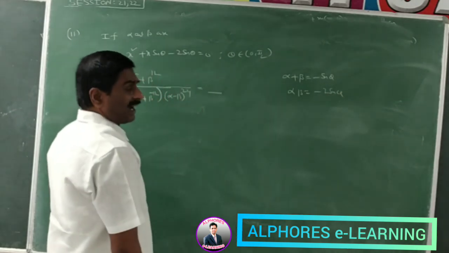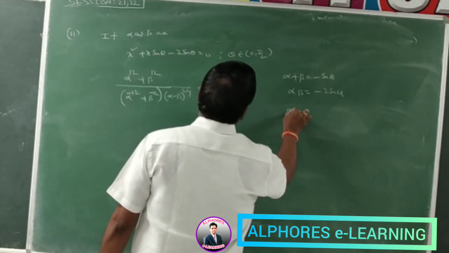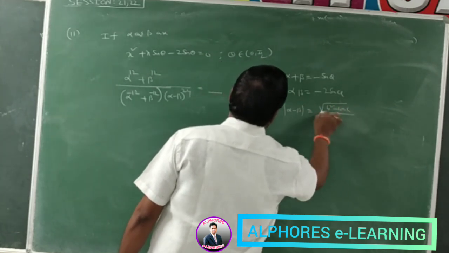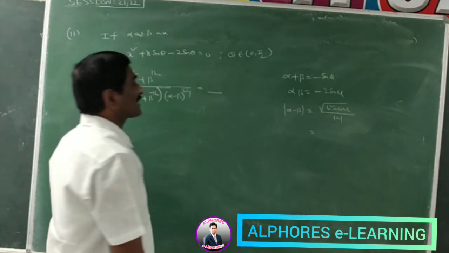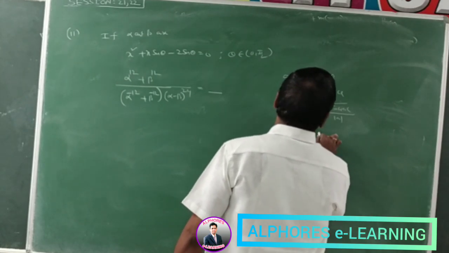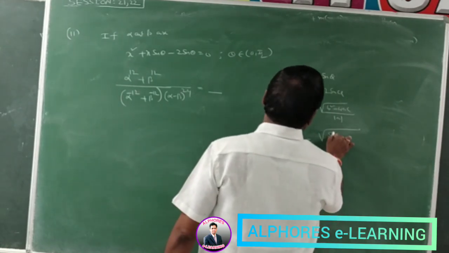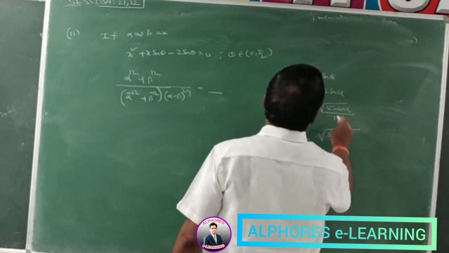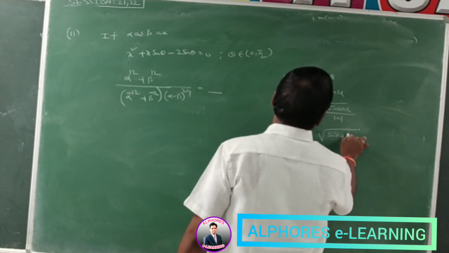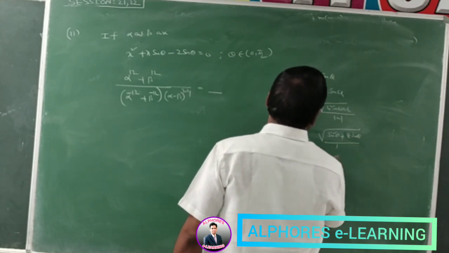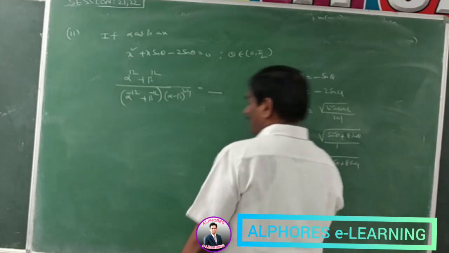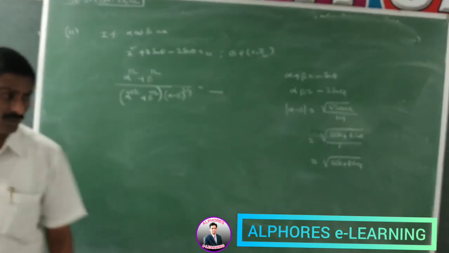Okay. And at the same time, difference of the roots alpha minus beta is equal to root over b square minus 4ac by mod a. Root over b square means sin square theta minus 4 into 1 into minus 2 sin theta. That means plus 8 sin theta by 1. That means root over sin square theta plus 8 sin theta. It is the difference of the roots. Okay. Now we find this value.